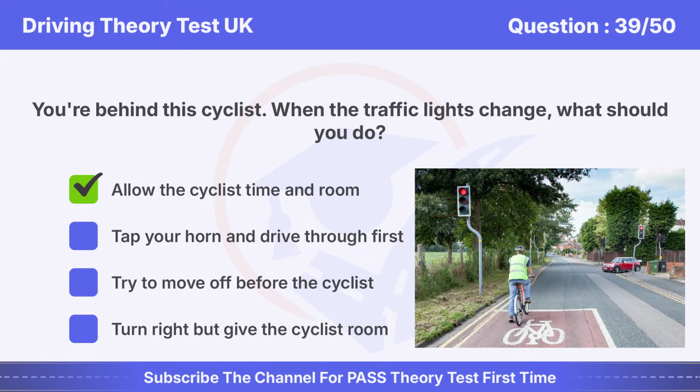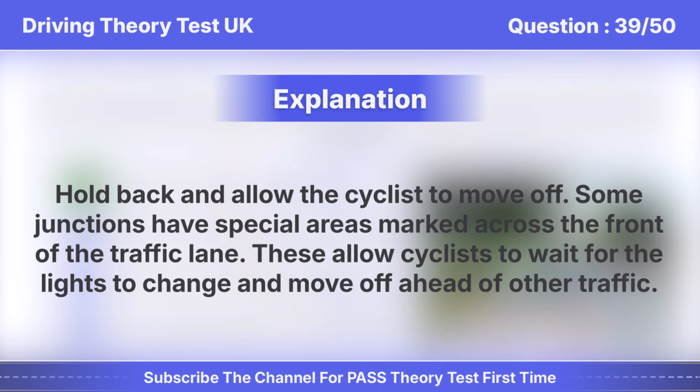Answer is A. Allow the cyclist time and room. Hold back and allow the cyclist to move off. Some junctions have special areas marked across the front of the traffic lane. These allow cyclists to wait for the lights to change and move off ahead of other traffic.